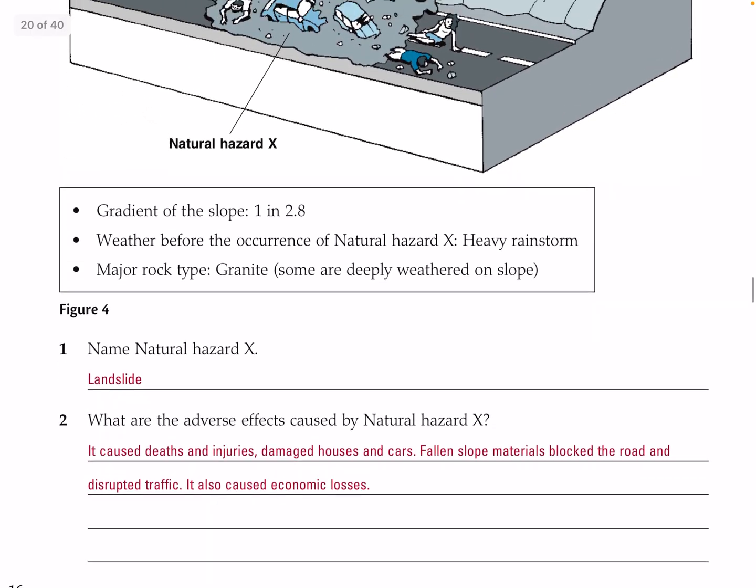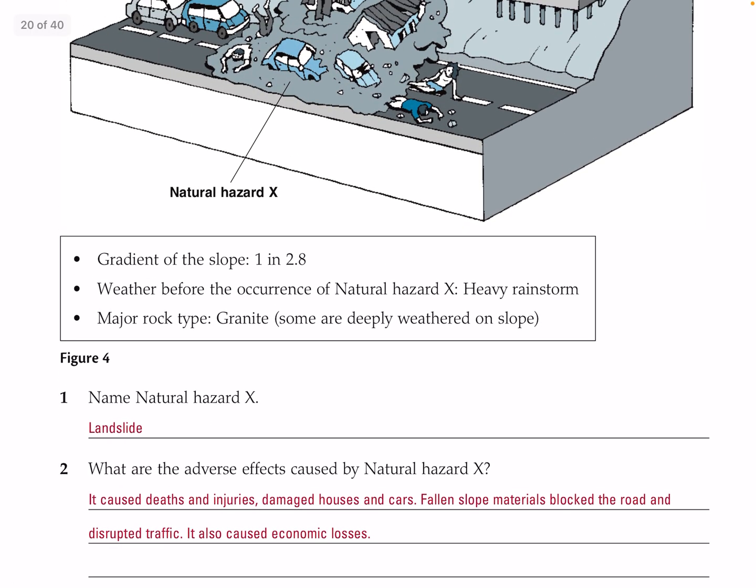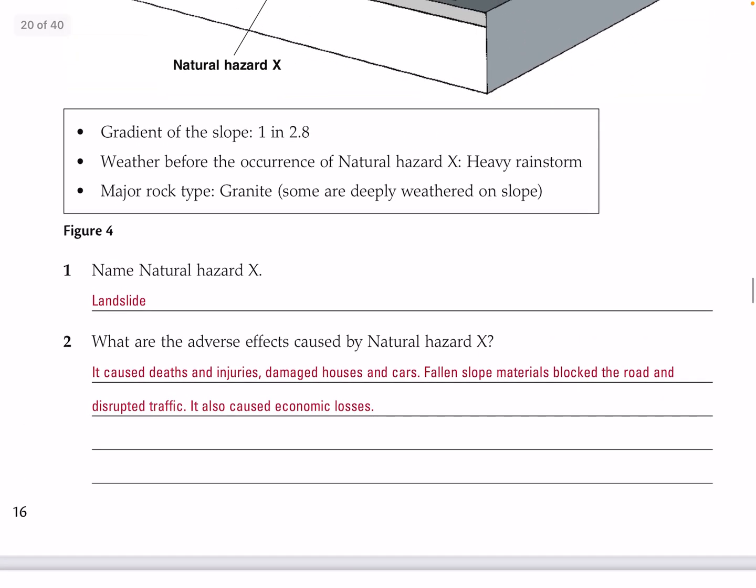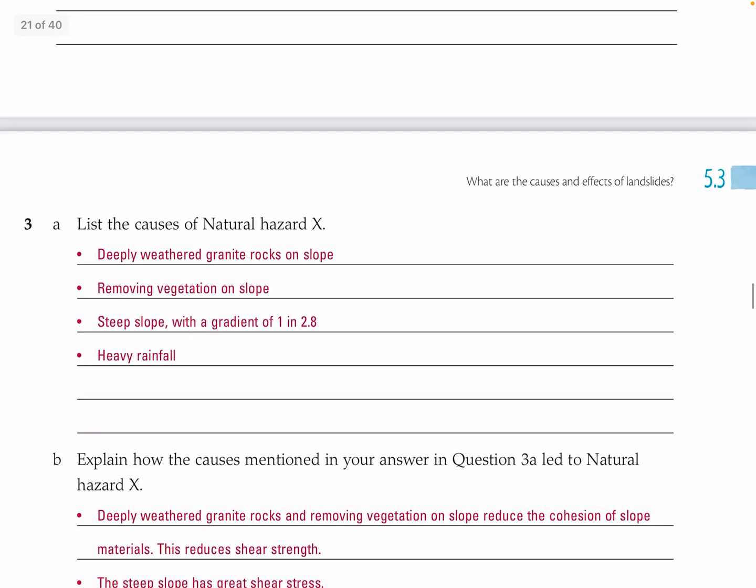And then finally, this one also I think is quite an important DBQ for you. You can see a lot of people die or are hurt because of the landslide. So this one should be landslide. Adverse impact made by the natural hazard X: death and injuries, damaged houses and cars, fallen slope blocked the road and disrupted traffic, and also economic losses. Okay, I think you have learned this in previous Form 2 chapters as well. And then this is the cause of natural hazard X.